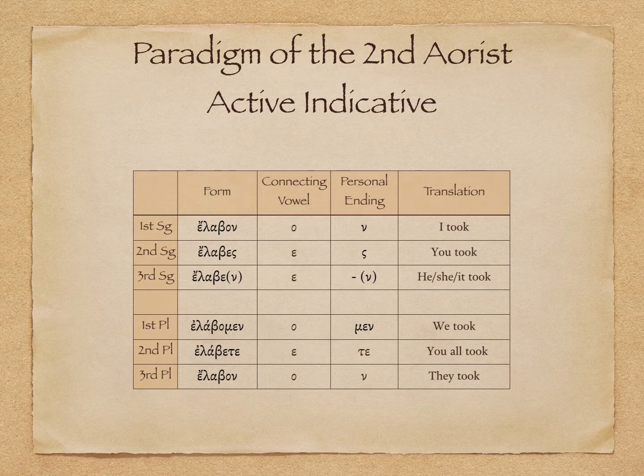How are we going to know what person and number elabon refers to? Well, context. We will find the subject of the verb in the context of the sentence. So same form, but context will help us to identify exactly who's doing this action.